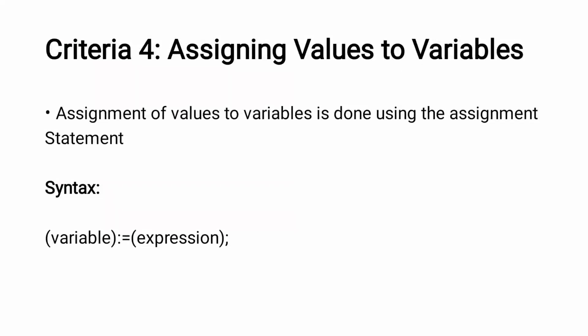Criteria number 4 is for assigning values to variables. We can assign values to variables only by using the assignment operator. What is the assignment operator? Colon equal to. What is the general syntax? Variable colon equal to expression. This is the general syntax for assigning values to particular variables.